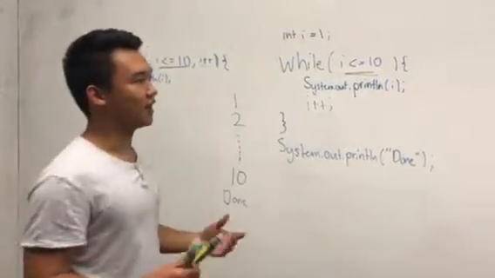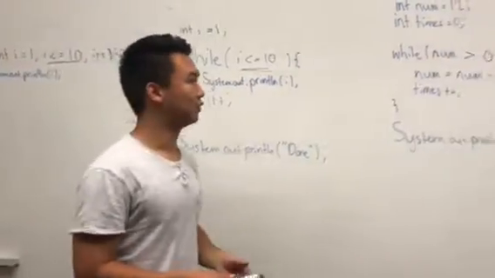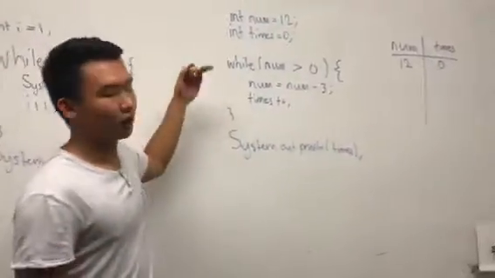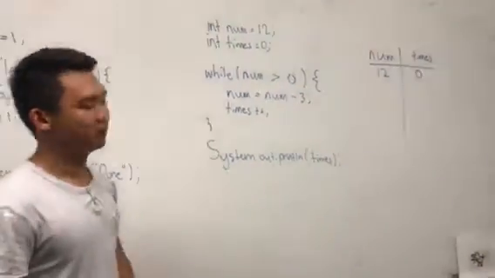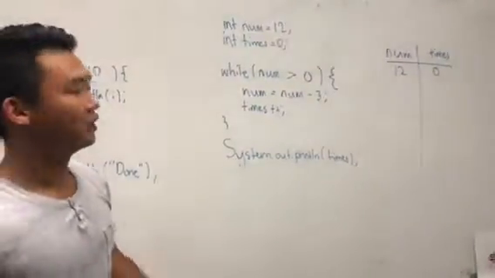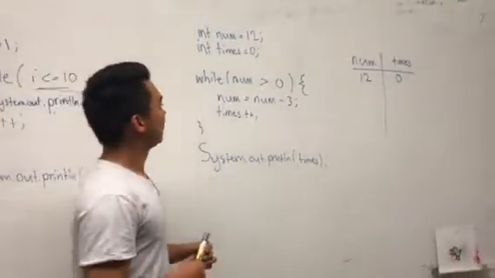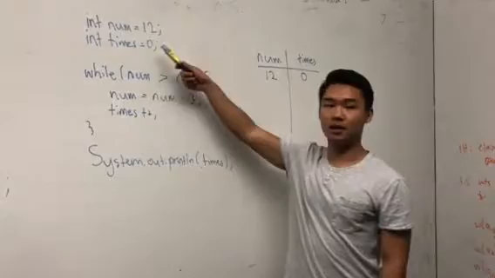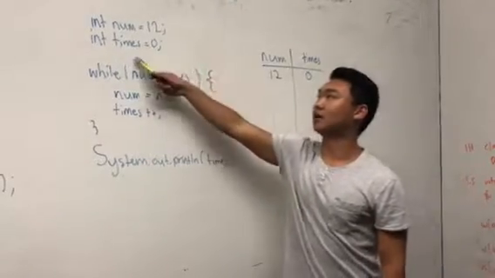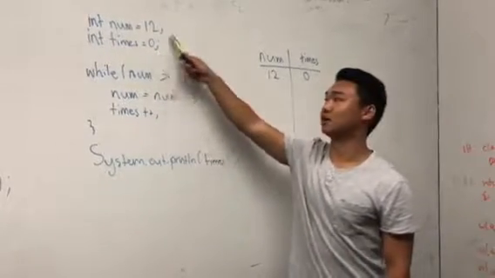So the question you might ask is, why do we want to use a while loop instead of a for loop? Well, let's go through an example where a while loop is actually better to use than a for loop. So say you want to divide manually 12 by a number, let's say 3. So we start off initializing num equal to 12, and we have a counter counting how many times 3 goes into 12.